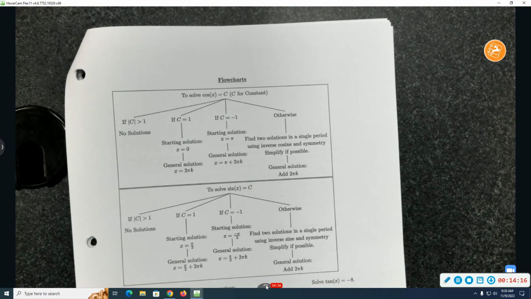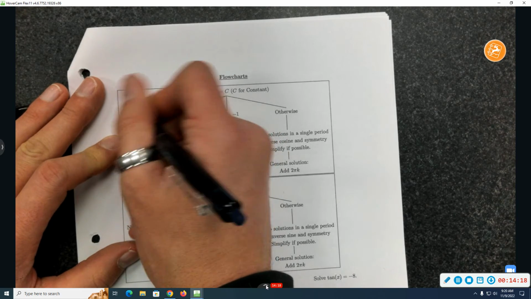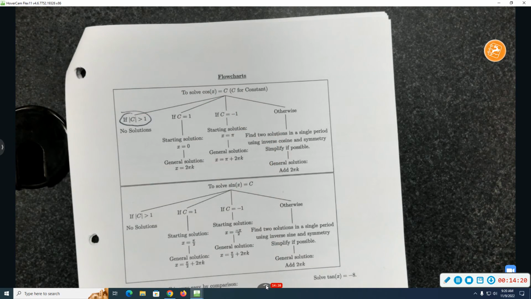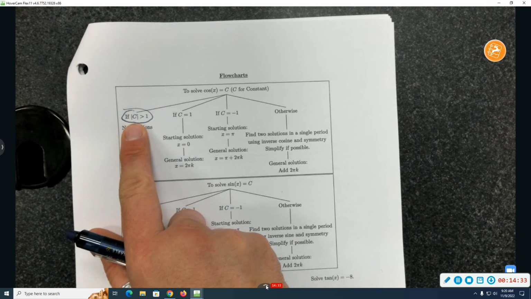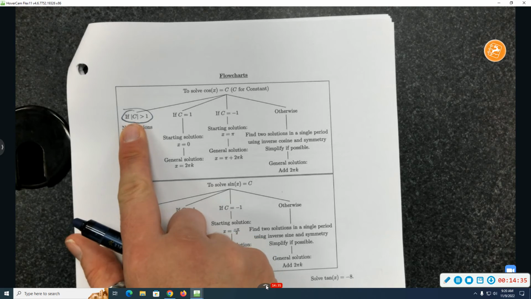Well, first let's imagine what would happen if that constant were like 25. Is cosine ever equal to 25? So what are the solutions to cosine of x equals 25? There are no solutions. The solution does not exist. If the thing you're setting cosine equal to is too big, there are no solutions.